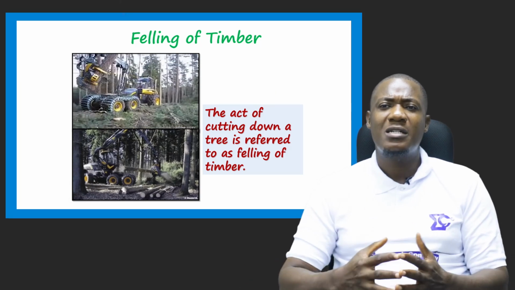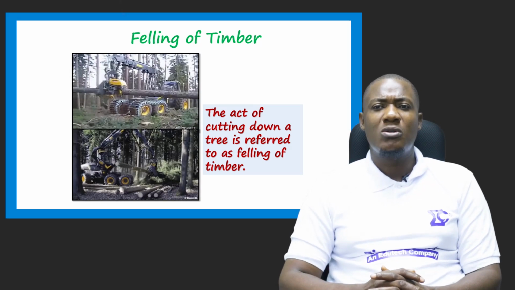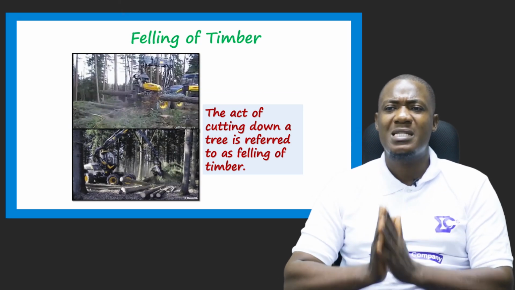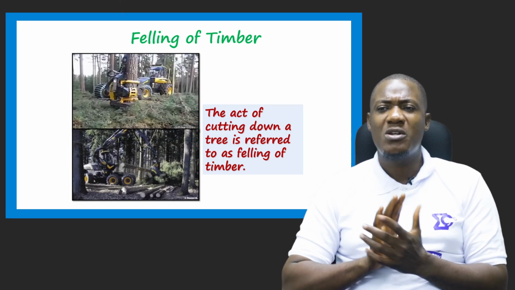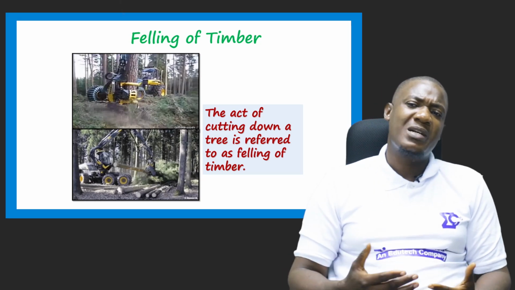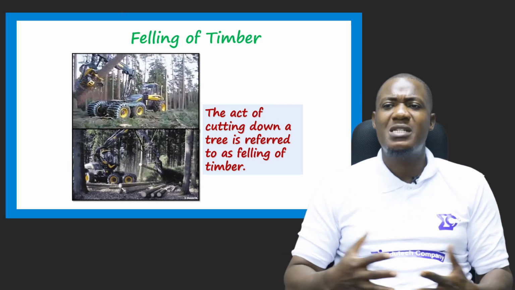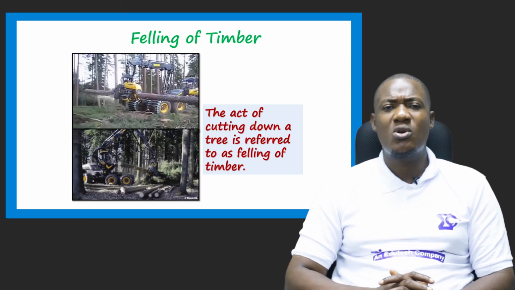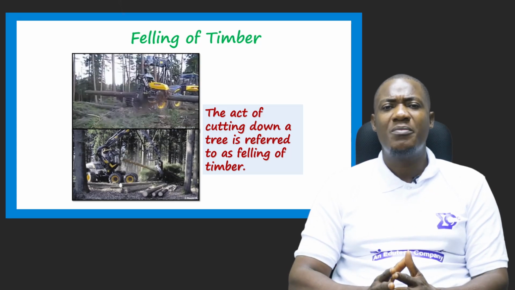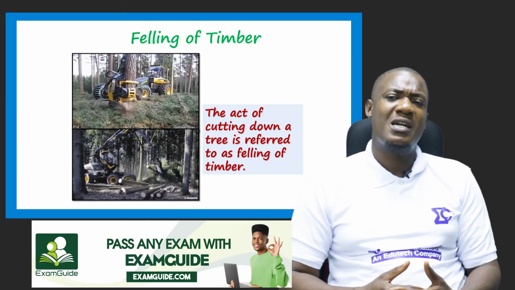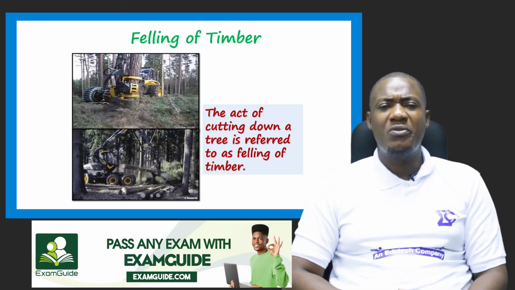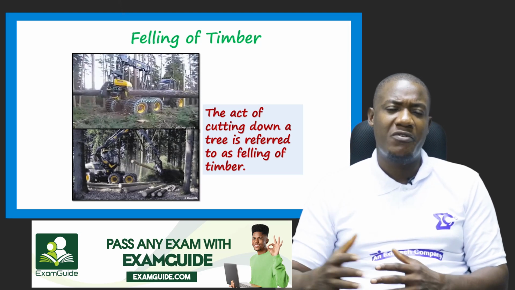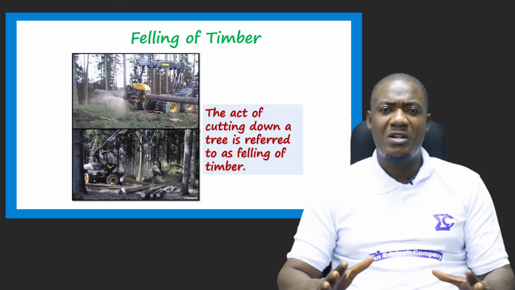Now, after we have looked at that, we're going to look at felling of timber. What exactly does it mean when we say felling of timber? Felling of timber simply means the act of cutting down a tree. If you want to fell timber, there are factors you must consider before you fell a tree in the forest. You don't just see a tree in the forest and cut it down. There are certain factors you must consider.